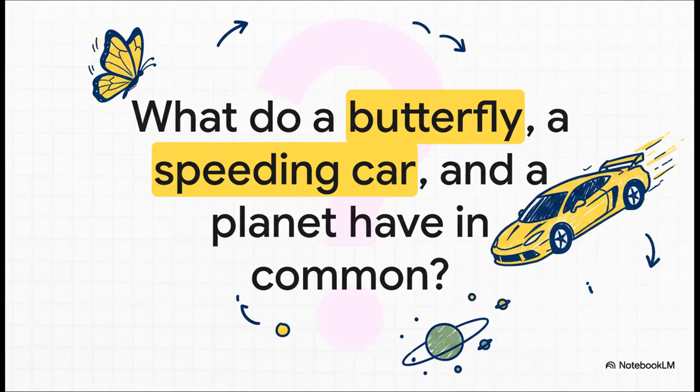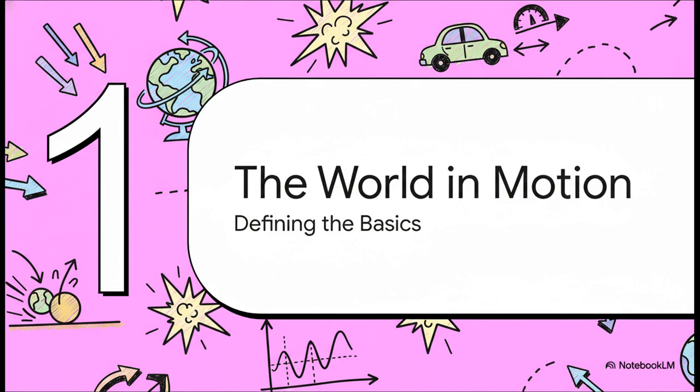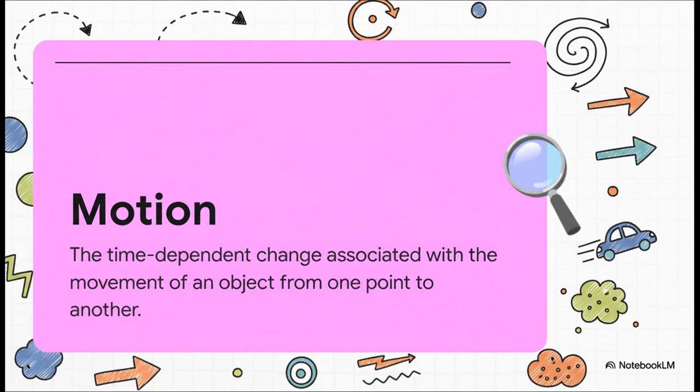So, to get us started, I've got a little riddle for you. What do a butterfly, a speeding car, and a planet all have in common? It might seem random, but the answer is actually the key to how our entire universe works. You got it. The answer is motion. Every single one of them is moving. And in this explainer, we're going to build out that toolkit I mentioned so you can describe exactly how they're moving with total precision. Let's start with the absolute foundation.